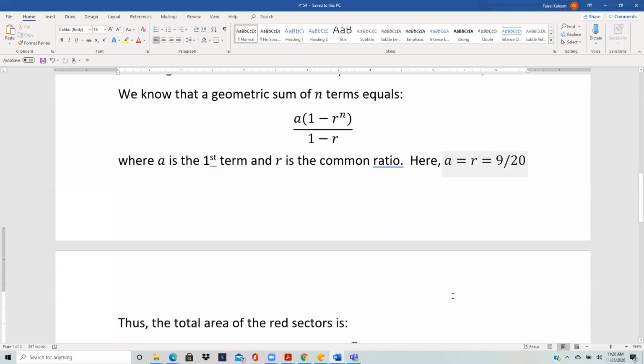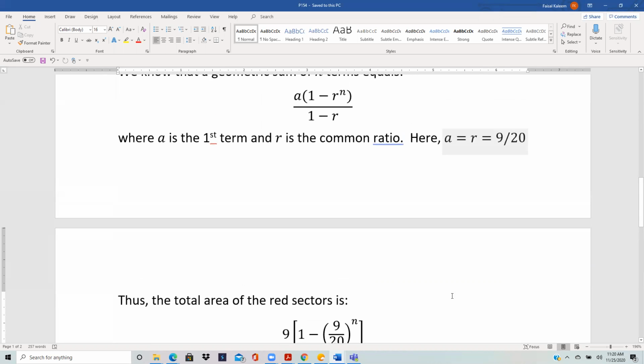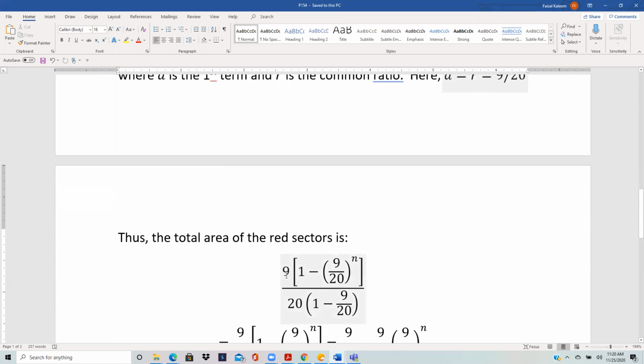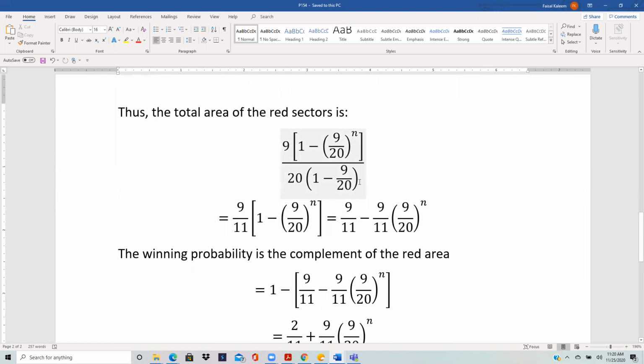So putting these values for a and r, we get 9 by 20 times 1 minus 9 by 20 power n over 1 minus 9 by 20. Now 1 minus 9 by 20 is 11 by 20. When you multiply that by 20, you just get 11. And we have a 9 at the top, so it's 9 over 11 times this thing. Then you distribute the 9 over 11. Now this is the total area of the red sectors.